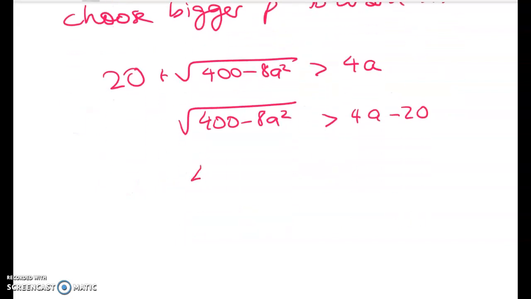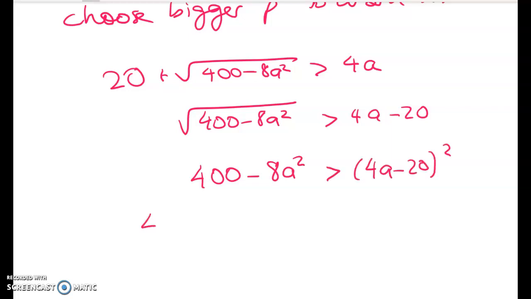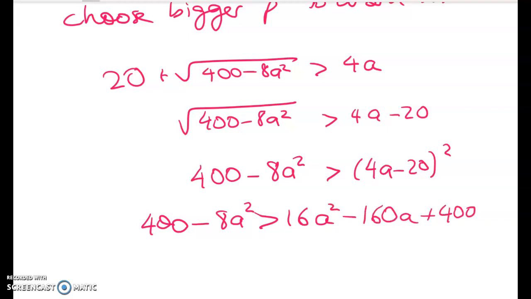I'm going to square both sides. 400 minus 8a squared is greater than (4a minus 20) squared. 400 minus 8a squared is greater than 16a squared minus 160a plus 400. Now, for lots of you watching, especially if you're watching this from maybe level 3 or you did it last year, you'll notice that you can take out a common factor of 4 here and square that first. So there's some factorizing we can do differently, but this is the clunky slow way, just doing that expansion.